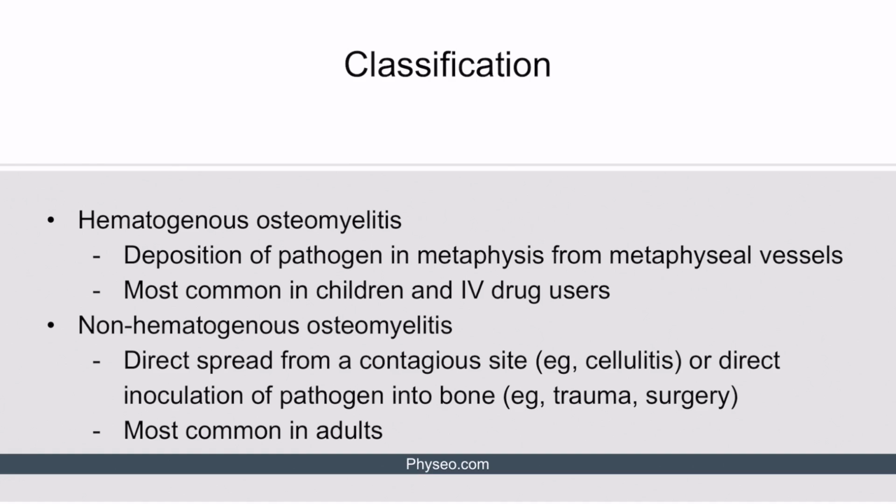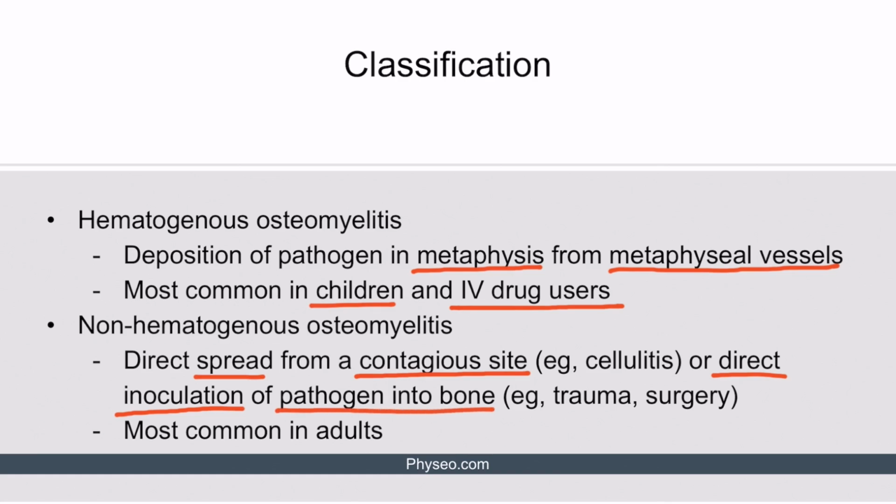Osteomyelitis can be classified into hematogenous and non-hematogenous. In hematogenous osteomyelitis, the pathogen from metaphyseal vessels deposits in the metaphysis of long bones. This most commonly affects children and IV drug users. In non-hematogenous osteomyelitis, the pathogen directly spreads from a contiguous site such as cellulitis or is directly inoculated into the bone, for example during trauma or surgery. This most commonly affects adults.